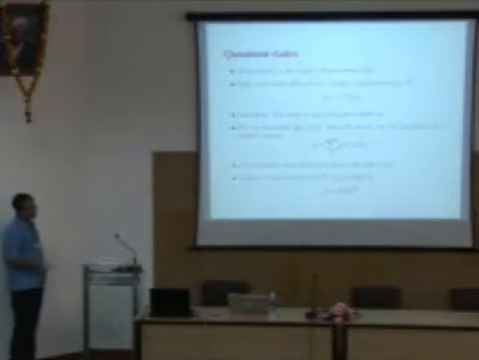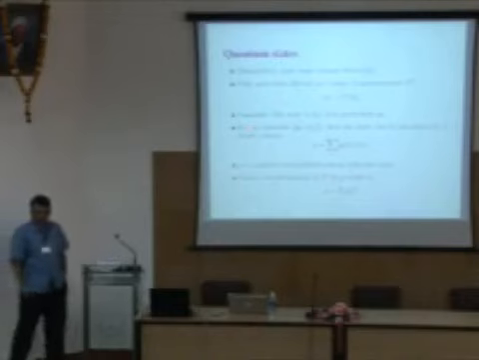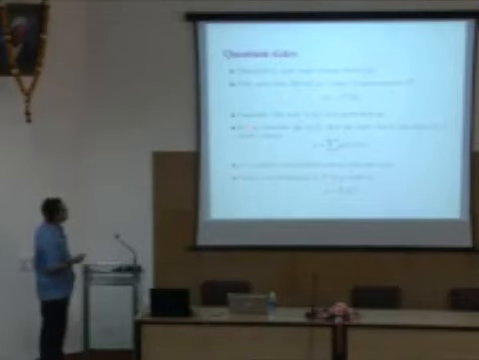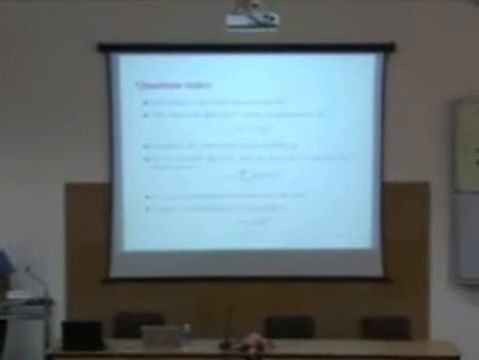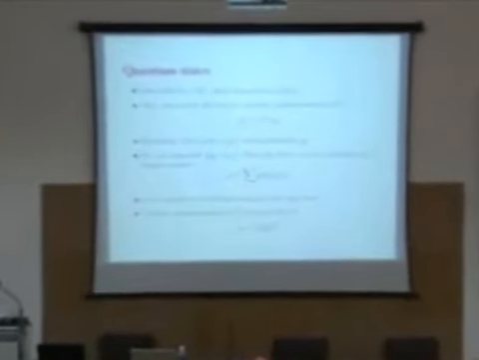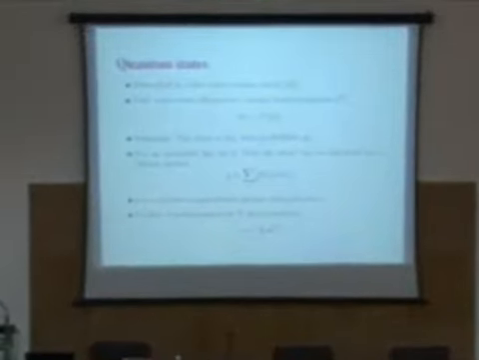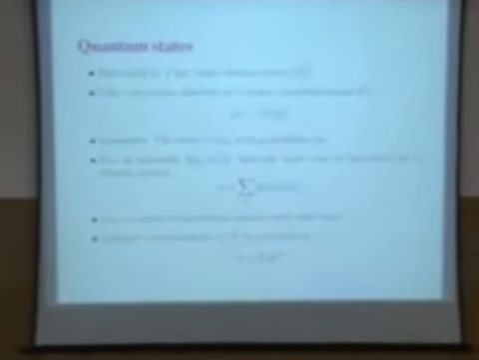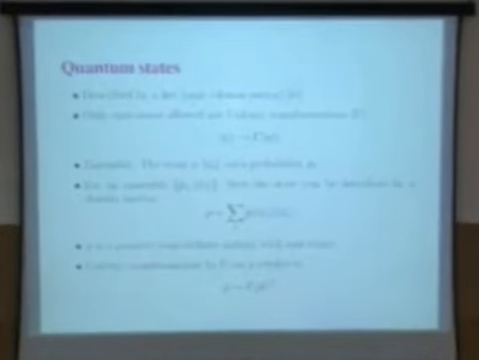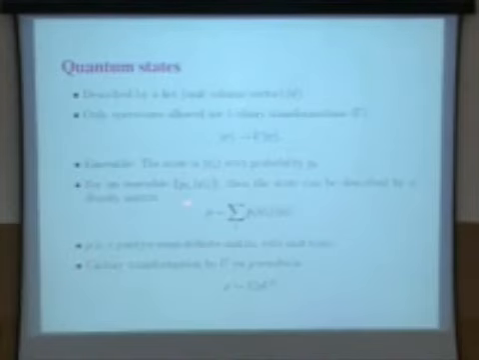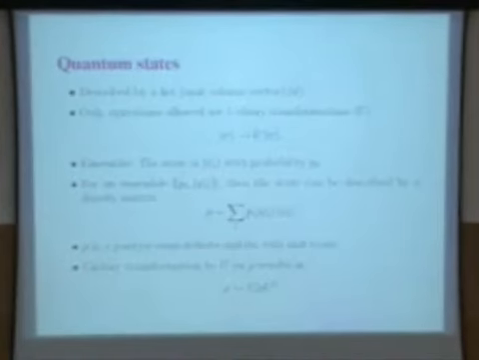Now, let's make it a little more complicated. Let's say you have an ensemble. What happens in an ensemble is that you don't know that the state is psi, but what you know is that the state is psi sub i with probability p sub i. That's the only thing you know, and i varies from 1 to, let's say, k, where k is a finite number.